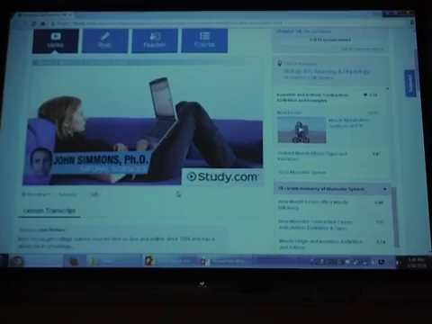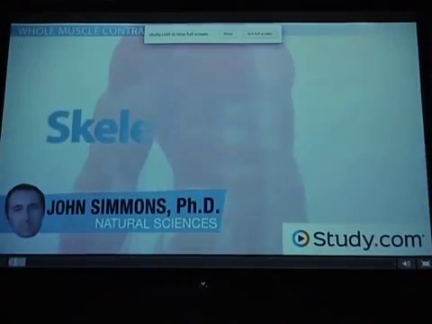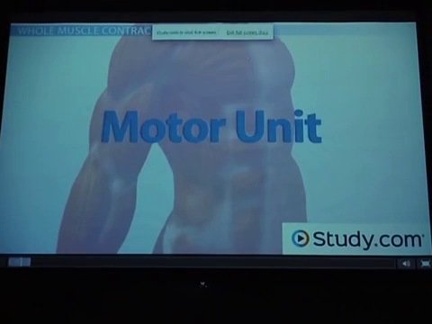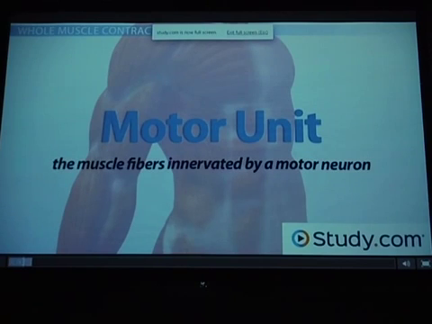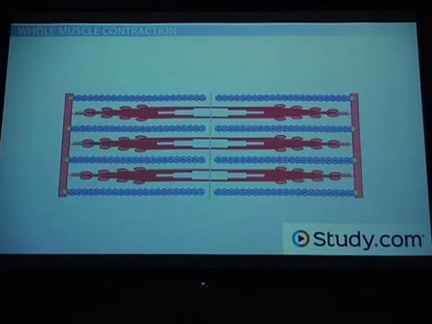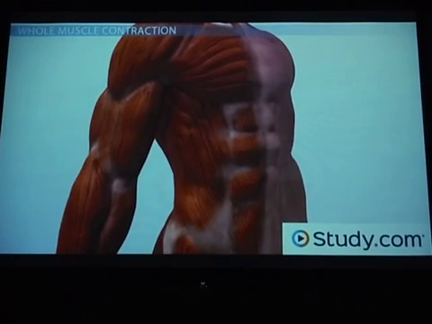Did you know that your muscles are contracting even when you're trying to rest? Skeletal muscles are contractile organs composed of several motor units. Some of this will be review. A motor unit includes all the muscle fibers innervated by a single motor neuron, and at least some motor units are always contracting, again, even when we're at rest. The contraction may not be enough to produce movement, but they keep the muscle at a resting level of tension or tone. Okay, so what's muscle tone?